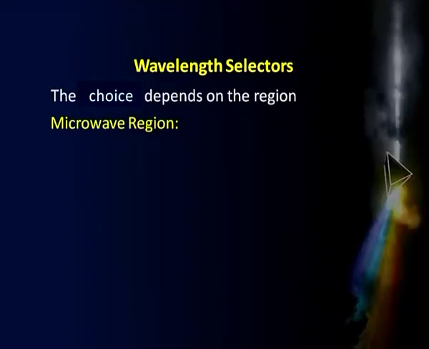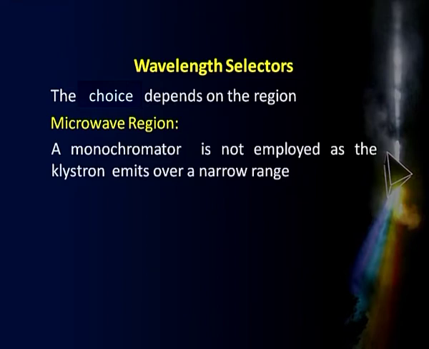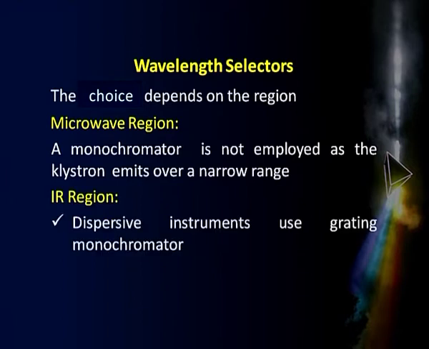For example, if I want to talk about microwave region, we normally do not need a monochromator, because the klystron which is used as a source of radiation itself gives you radiation in a very narrow range. So, you do not need any device to monochromatize it further. We can use it as such. And for IR region, there are two types of instrument we use. One are called dispersive instruments. They employ grating monochromators.